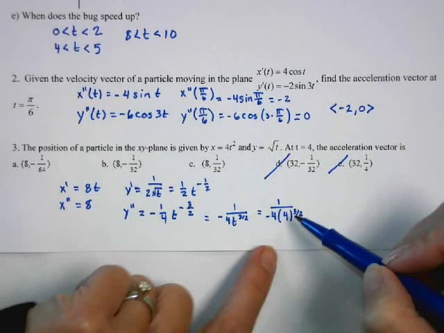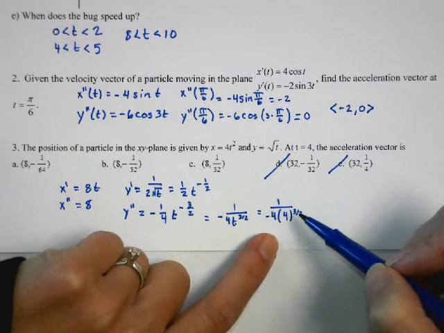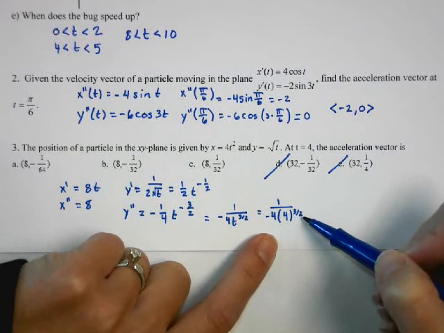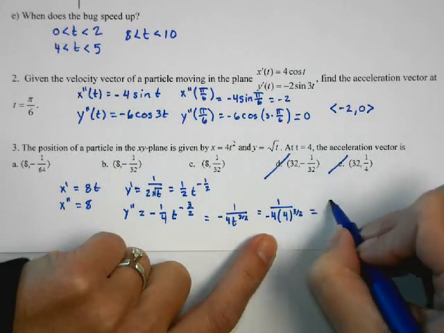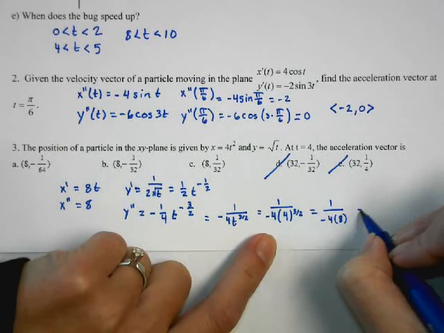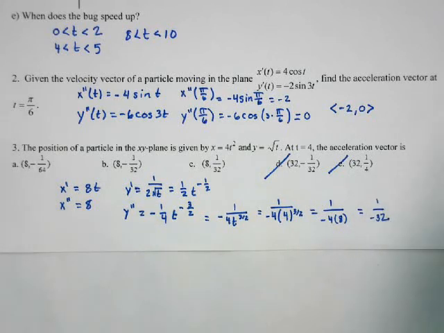When we have a fraction like this, this means we're cubing it and taking the square root. So I'm just going to take the square root, which would make it 2, then cube it. So 2 cubed is 8. So this is 1 over negative 4 times 8, which is 1 over negative 32, which makes our correct choice letter B.